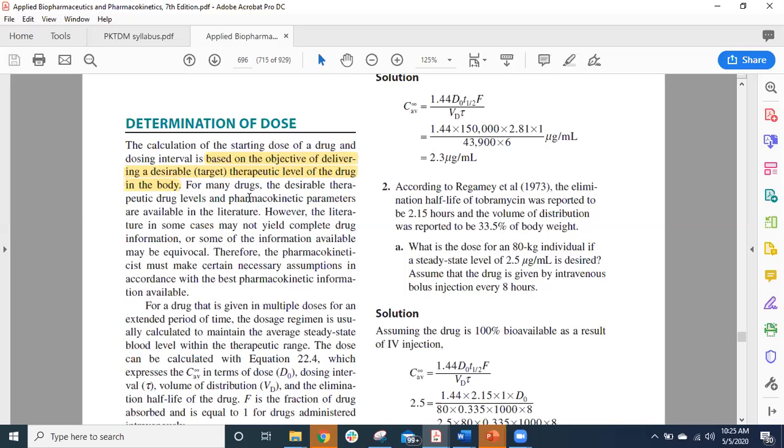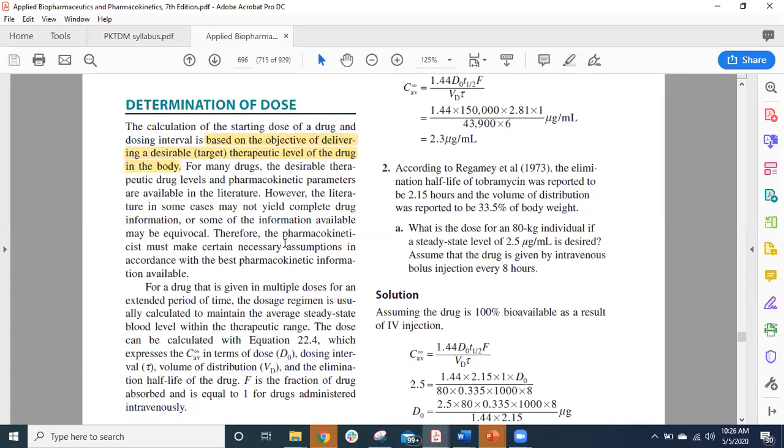So the objective of giving a dose is to deliver a target. Again, this target is different for each disease actually. That is why in different diseases we have to give different doses. You see that aspirin has multiple indications, but at different doses, because the disease is different, so the desired concentration is different. The desired amount of drug required in that disease is different. So that is why we give the same drug at different doses, and we cover multiple indications of the same drug.